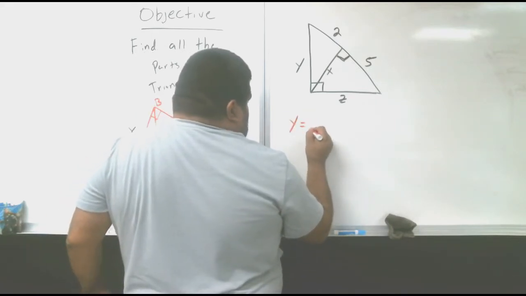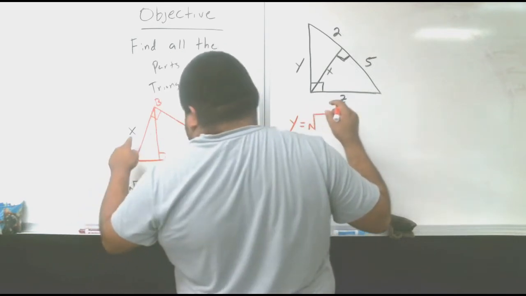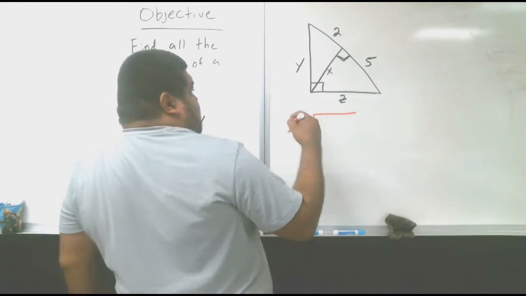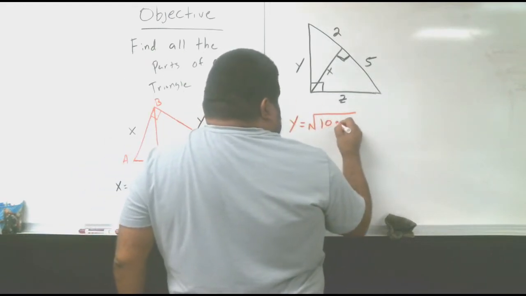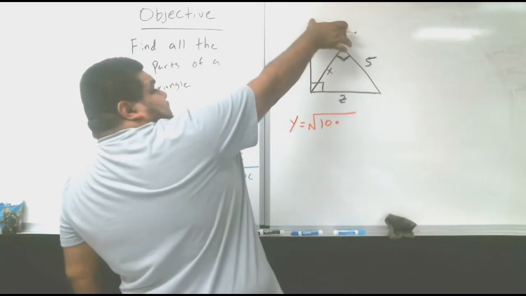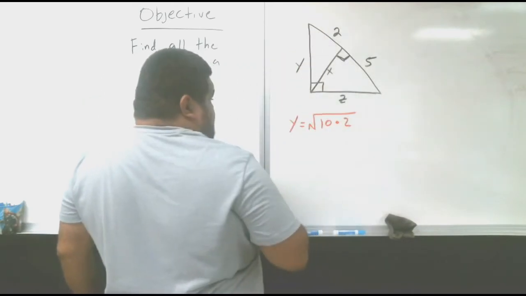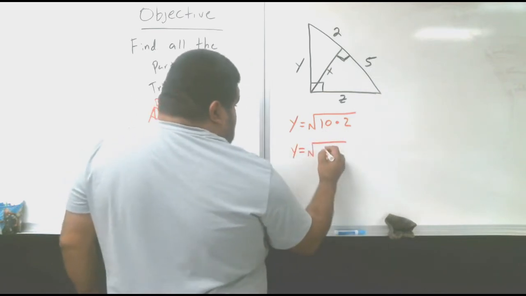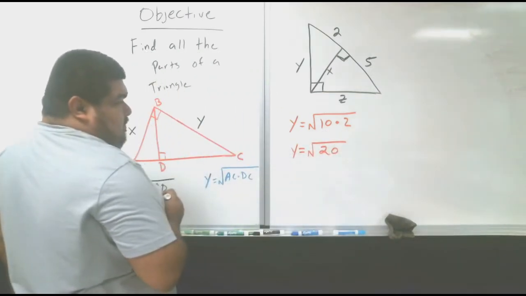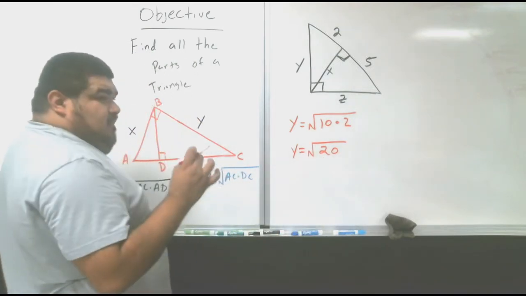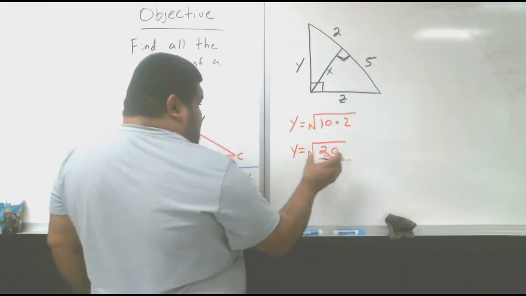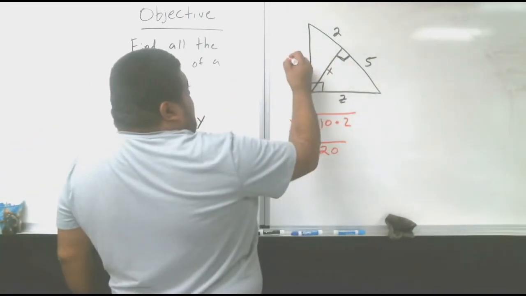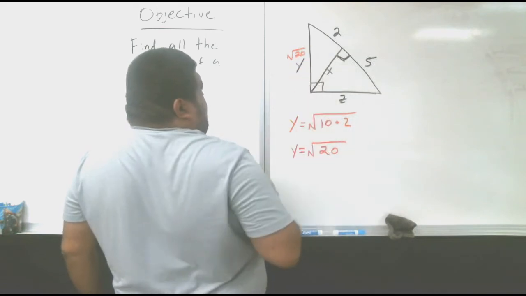So y equals radical, again, the whole thing, which is 5 times 2, which is 10, times just this piece here, which is 2. So y equals radical of 10 times 2, which is 20. Okay? Since that doesn't have a perfect square root, for now I'm going to leave it as it is. So y equals radical of 20.